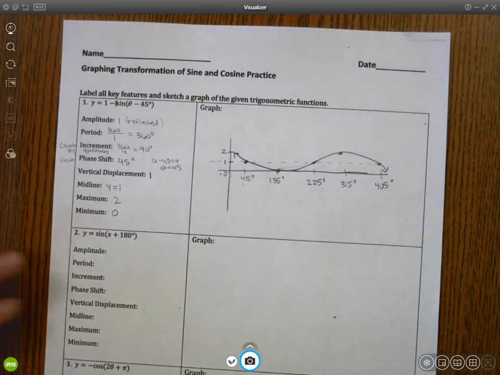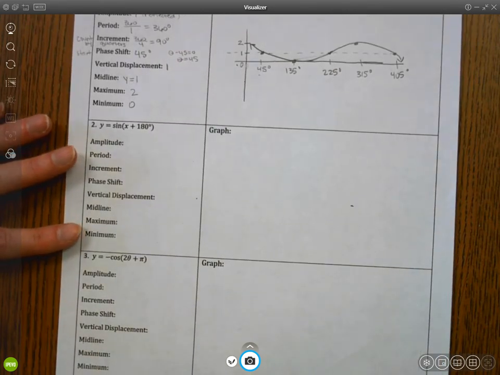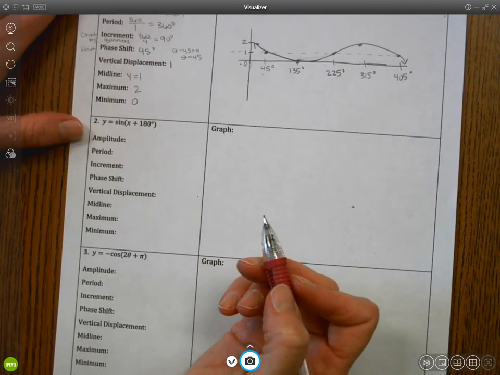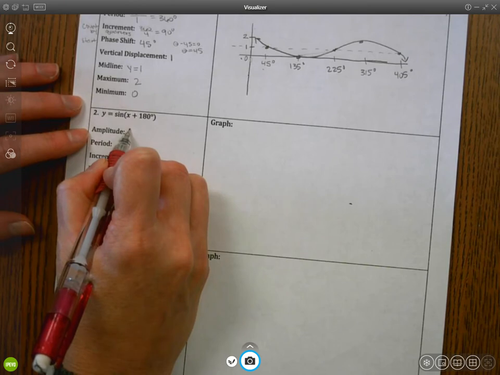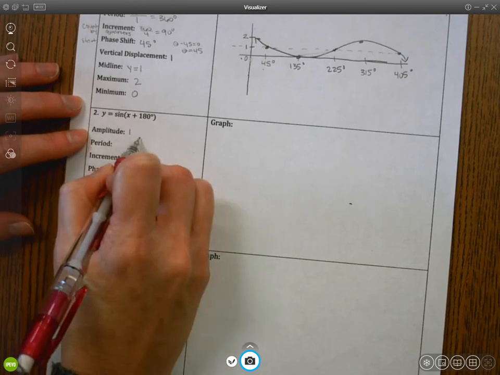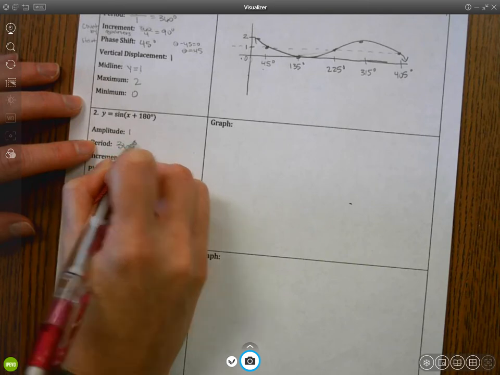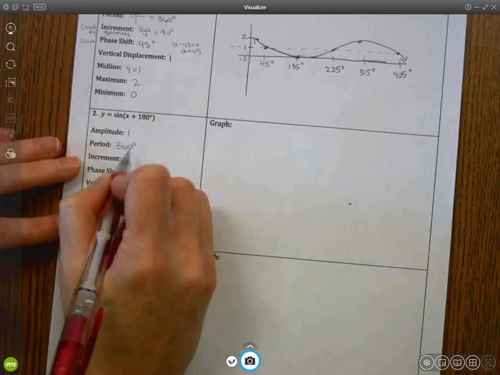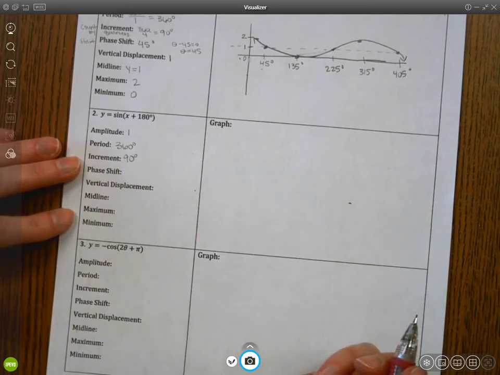Let's try another one. I'm going to do 4 with you, and then the other 2 that we don't do in this video are going to be the homework for tonight. For this one, we have an amplitude of 1, and it's positive, so it's not going to be reflected. We have a period of 360 because there's no number in front of the x. Our increments are 90 because 360 divided by 4 is 90.